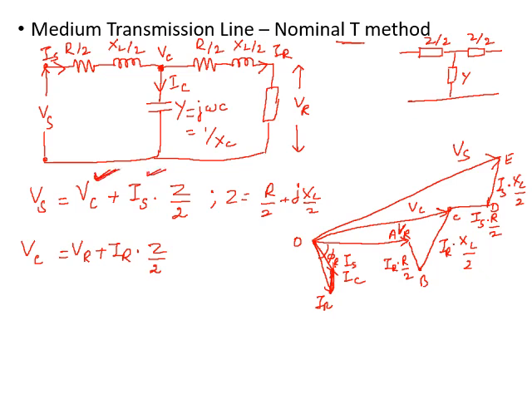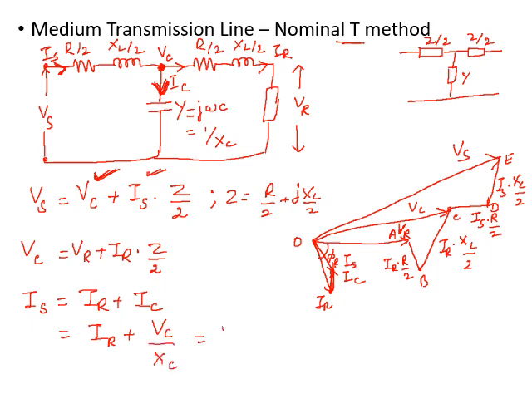Now what is Is? Applying Kirchhoff's current law, Is will be equal to IR plus IC. So IR is fine. IC, what is IC? I is equal to V by R, so it is Vc by Xc. So IC equal to Vc by Xc.